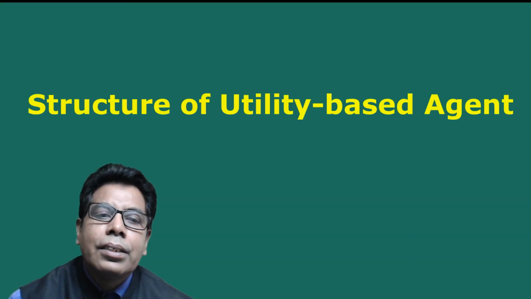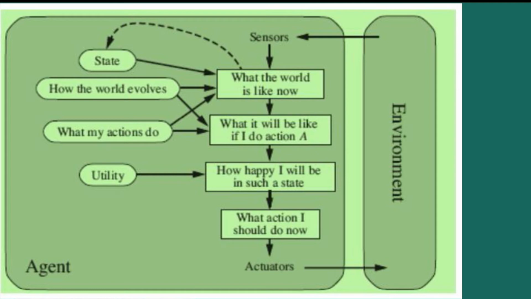Then let us go to the structure of a utility-based agent. The utility-based agent structure is shown in figure 1. So here we use rectangles to denote the current internal state of the agent's decision process and ovals to represent the background information used in the process and utility.